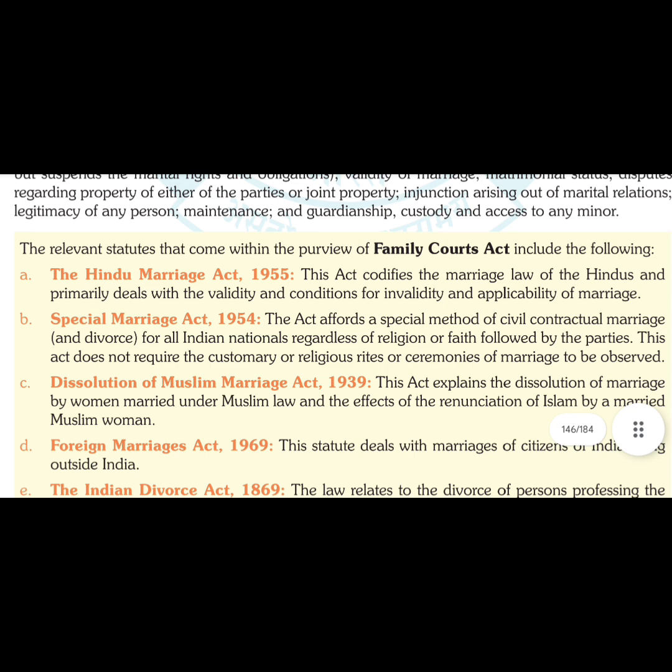Injunction means to stop something. A restraining order, okay? Arising out of marital relations, to stop somebody from remarrying, to stop somebody from harassment.